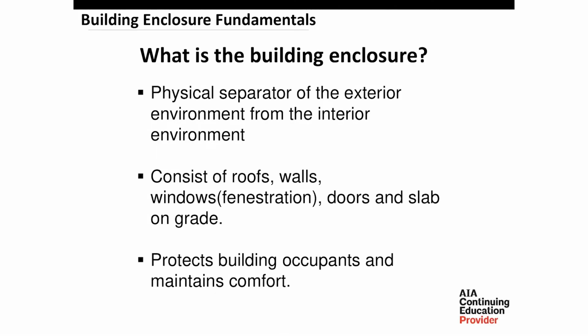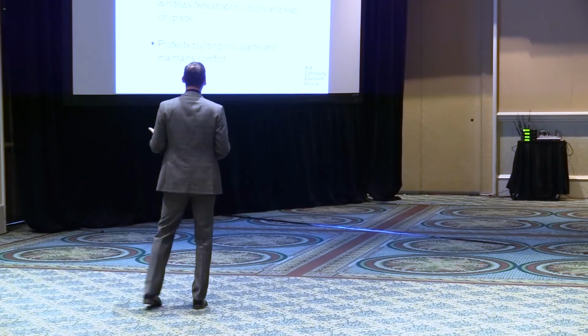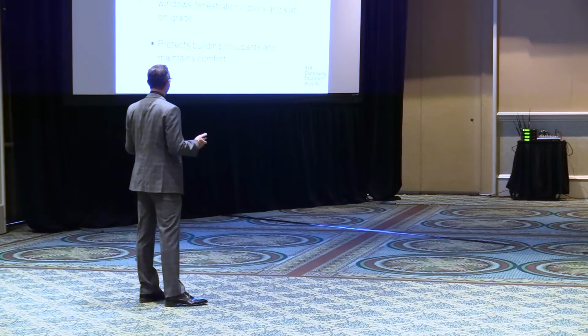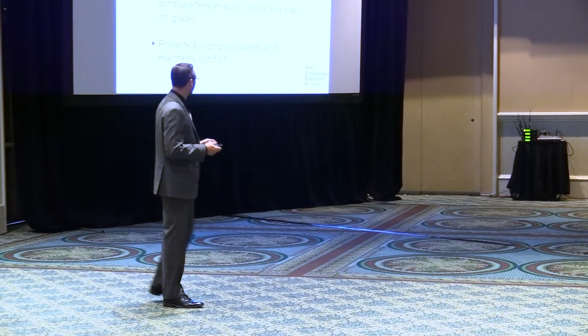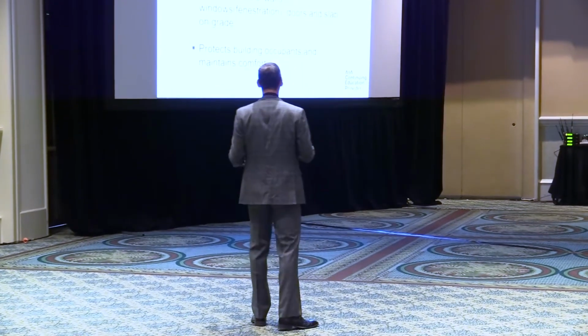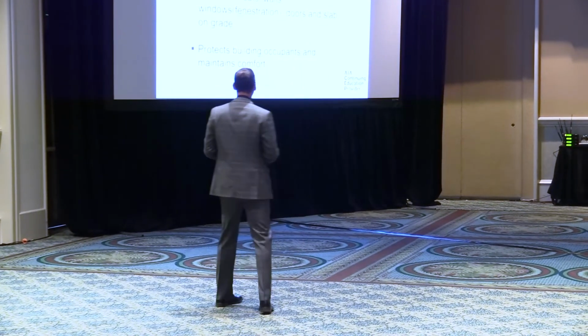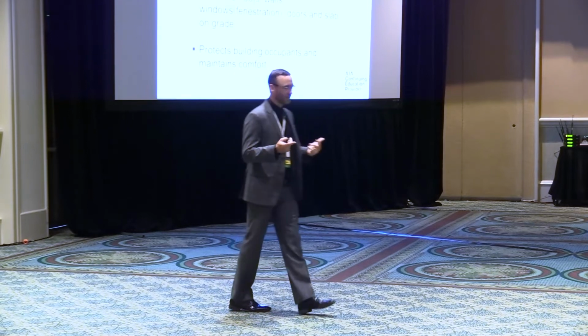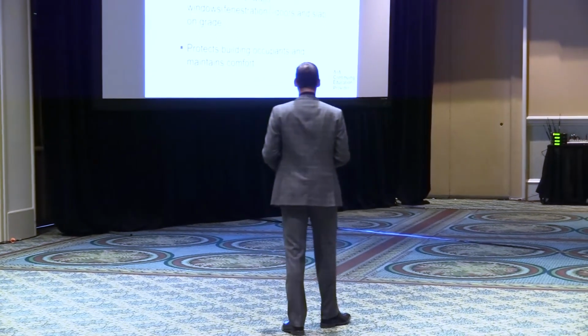So building enclosure, and I have to admit, I was really surprised that all you guys raised your hand and said you do building enclosure commissioning, so forgive me for maybe being a little too simple for you here, but I wanted to just establish a baseline of everything that we're talking about when we're talking about building enclosure. So physical separator of the exterior environment from the interior environment, consists of roof, walls, windows, fenestration, doors, slab on grade, etc. And of course, most importantly, protects the occupants and maintains comfort.